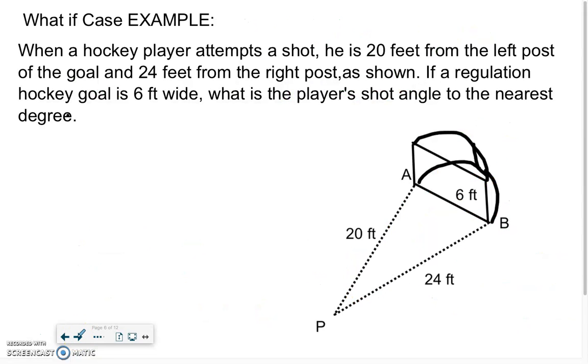Me being the hockey nut that I am, when hockey players attempt a shot, let's say he's 20 feet from the left post of the goal and he's 24 feet from the right post. So he's a little off center. We don't know if he's in the slot or up by the blue line. But if a regulation hockey goal is 6 feet wide, what is the player's shot angle to the nearest degree?